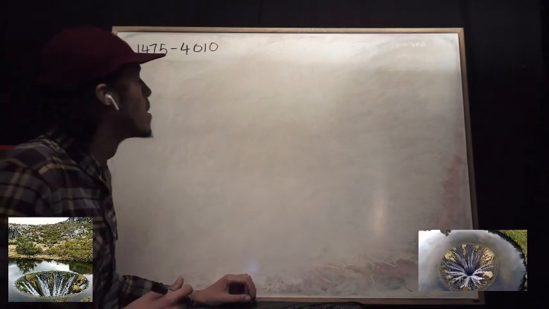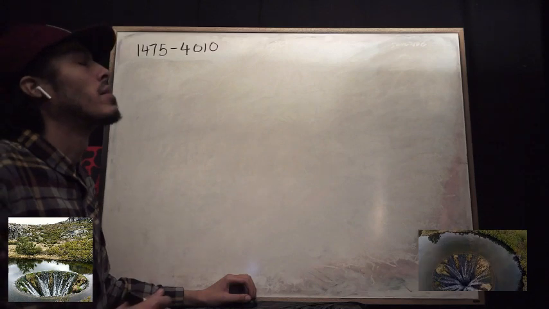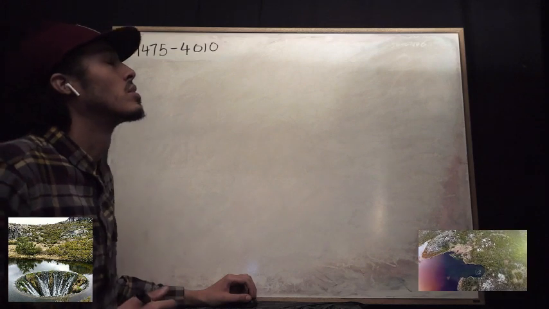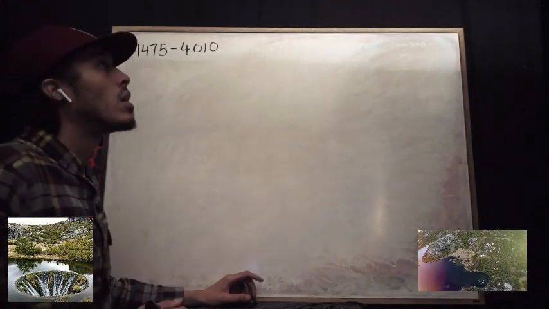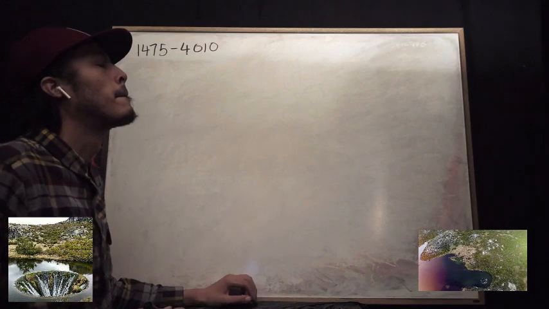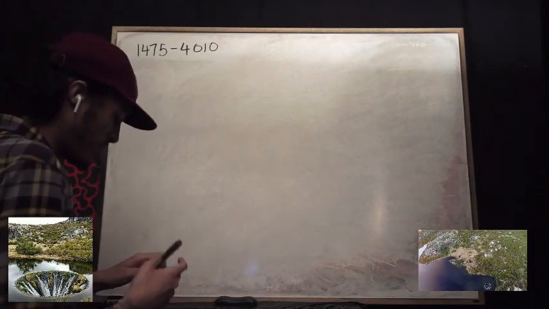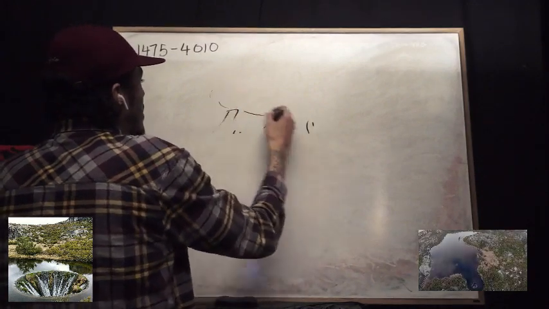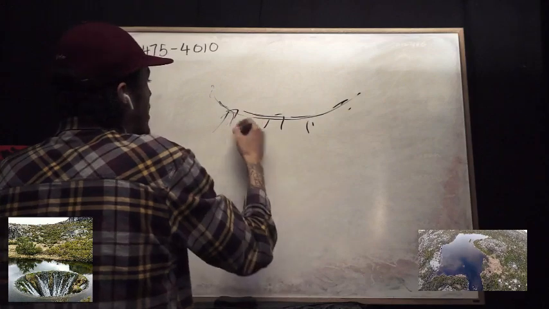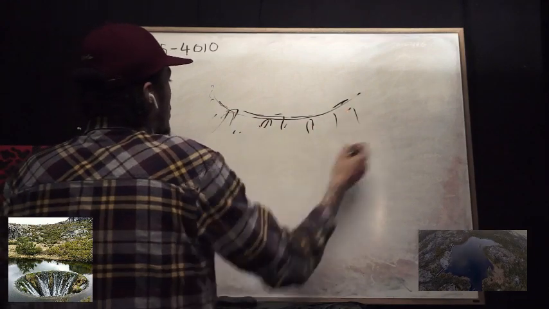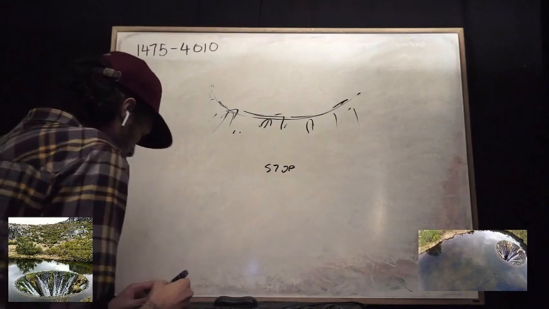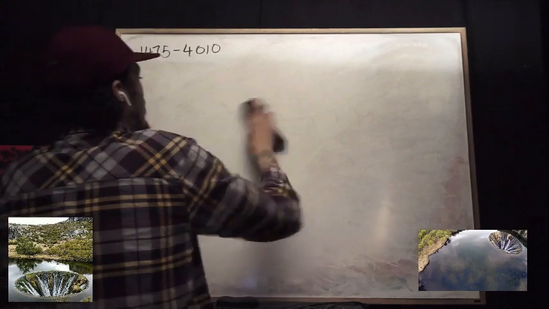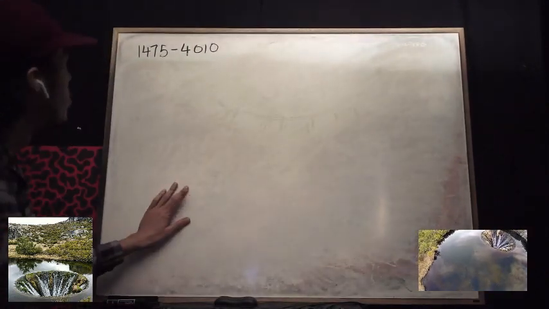1475-4010. See this as a rounded type feature, like that. It's my first capture.